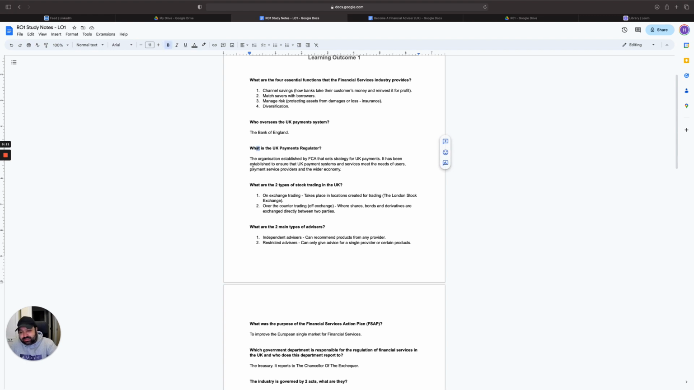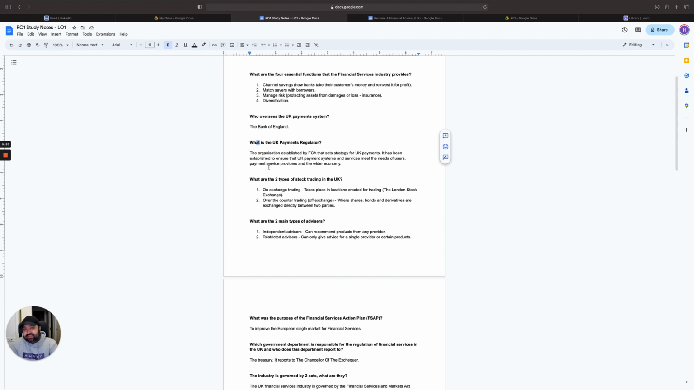What is the organisation established by the FCA that sets strategy for UK payments? It's been established to ensure that UK payment systems and services meet the needs of users, payment service providers, and the wider economy. That's what the payment systems regulator is.